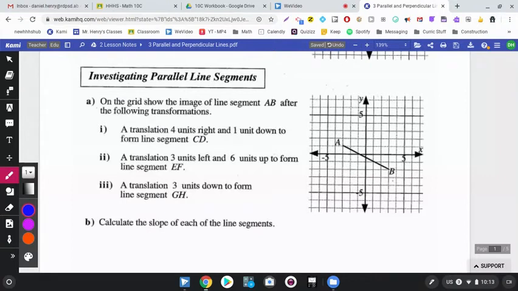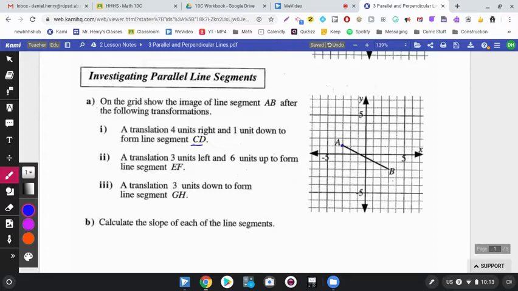Okay, it says, on the grid, show the image of line segment AB after the following transformations. So what that means, the image, meaning I'm going to move this, right? I'm going to translate it up, down, side, whatever. And then the new line, we're going to talk about that. So the first one, it says move it 4 units right and 1 unit down. And that's going to be CD.